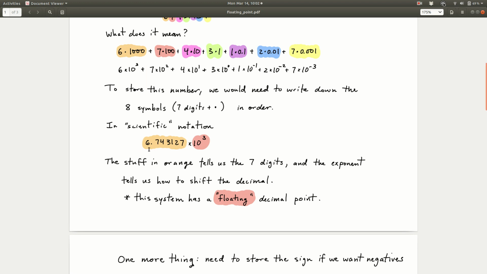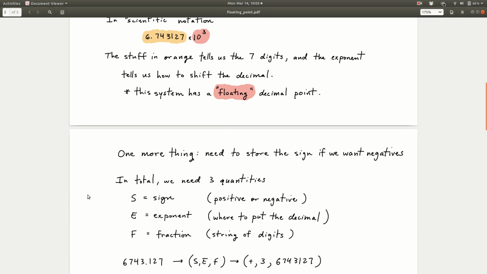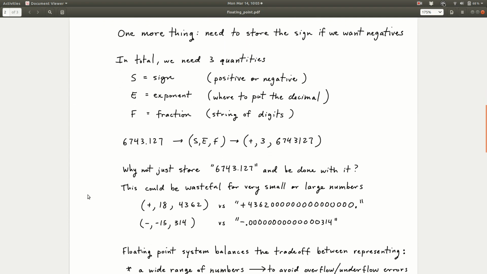The sign, the digits, and then where the decimal place goes. And these are the things that are formalized in a floating point number system. So like I said, in total we need to store 3 quantities, and we represent them by S, E, and F. S is the sign, so that can take on 2 values. It's positive or negative. E is the exponent, so in this case E was 3, and the exponent contains information about where to put the decimal.